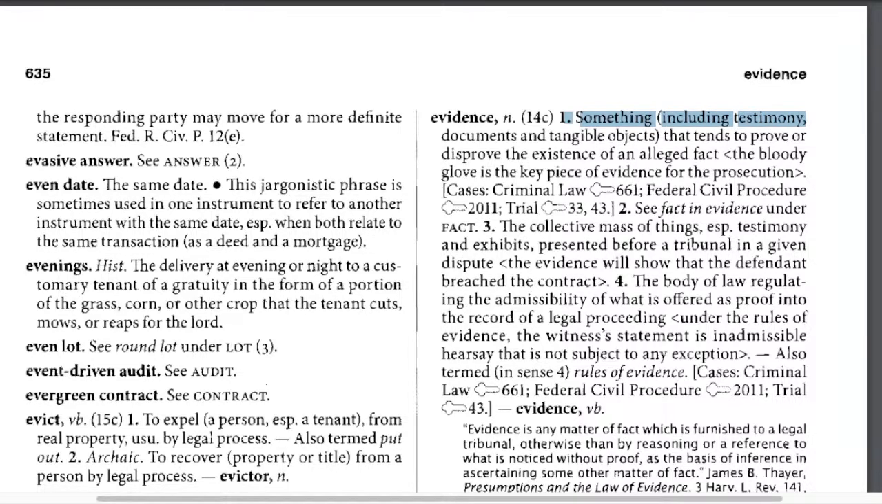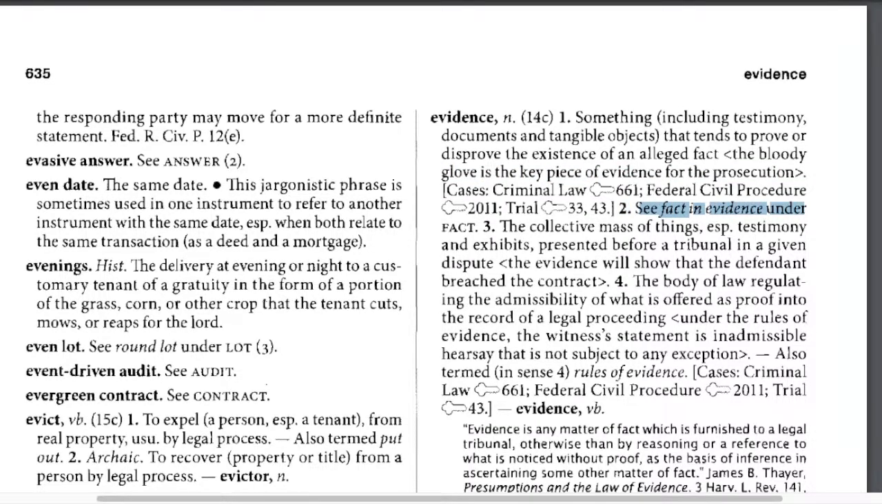Something, including testimony, documents, and tangible objects, that tends to prove or disprove the existence of an alleged fact. Okay, so we've tied in a lot of stuff here. Evidence is something, which could be testimony, documents, tangible objects, that tends to prove, which we're getting to also, or disprove the existence of an alleged fact. So the bloody glove is the key piece of evidence for the prosecution.